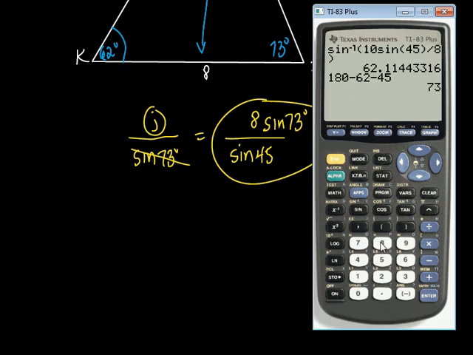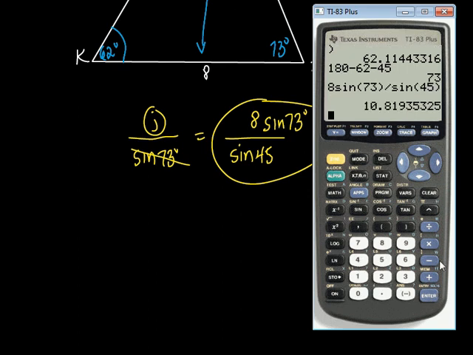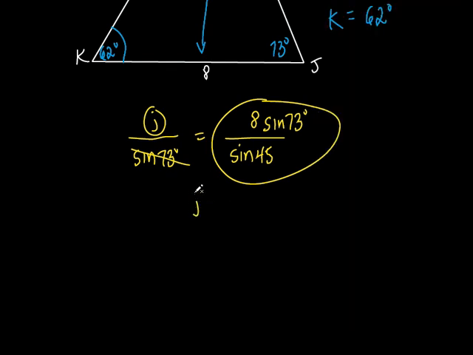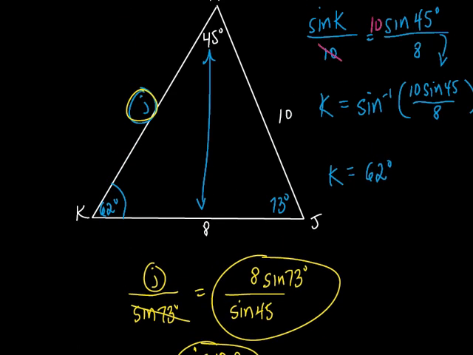So we just plug that in our calculator and see what we get. That would give us 8 sine of 73 divided by the sine of 45. And that equals about 10.8. It is a side, right? The sides we round to the nearest tenth, so it's just 10.8. So J is 10.8. There it is. And we found everything on that triangle.